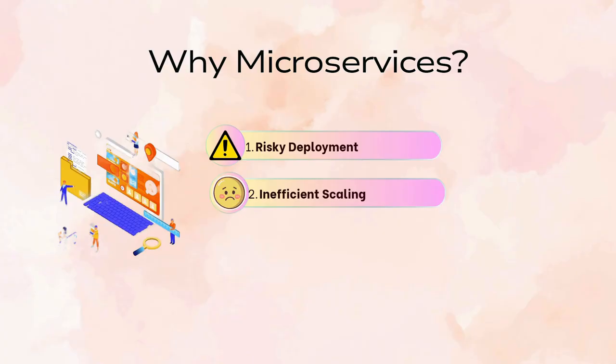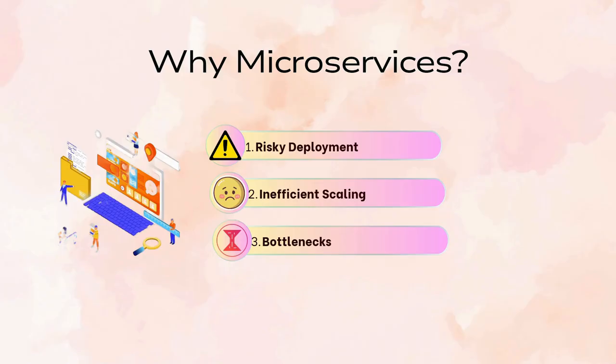Scaling is inefficient. To handle more traffic on the search feature, you have to scale the entire app. Teams face bottlenecks. Developers step on each other's changes, slowing down the process. And this is where microservices come in. Instead of one giant application, we split it into small independent services, each responsible for a single domain or business capability.